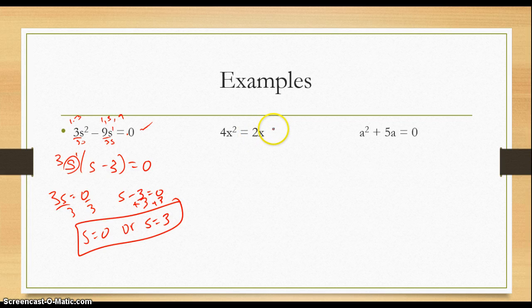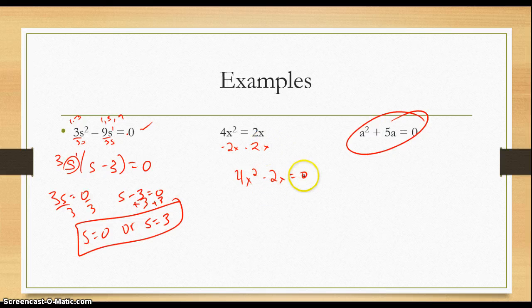So here, it's not set equal to 0, so let's bring that over. Subtract 2x. This will be my last problem. Okay, you can do this one on your own along with the homework. Make sure it's set equal to 0.